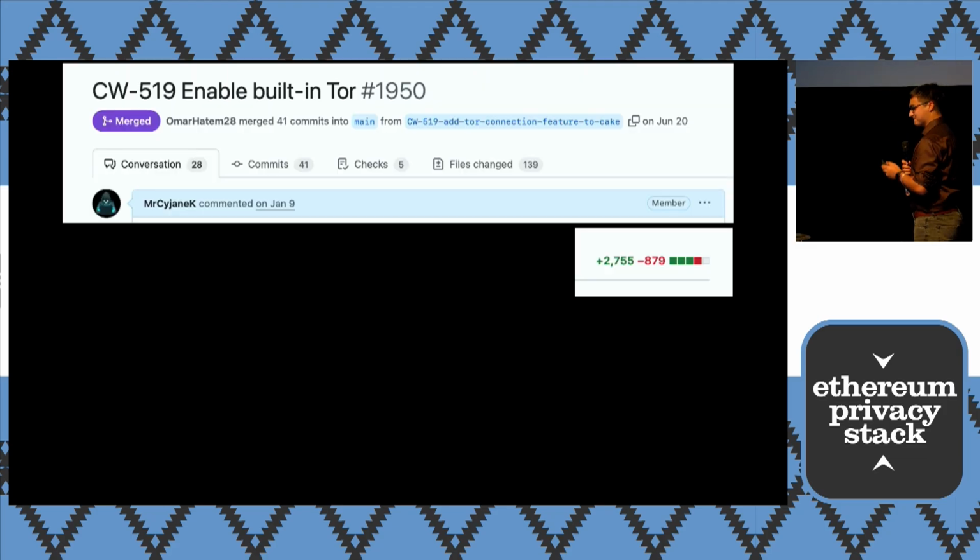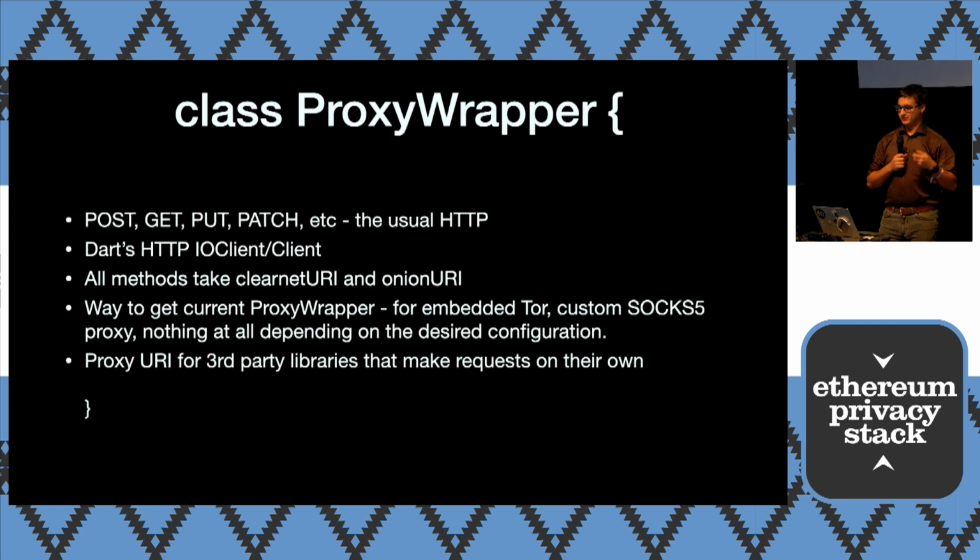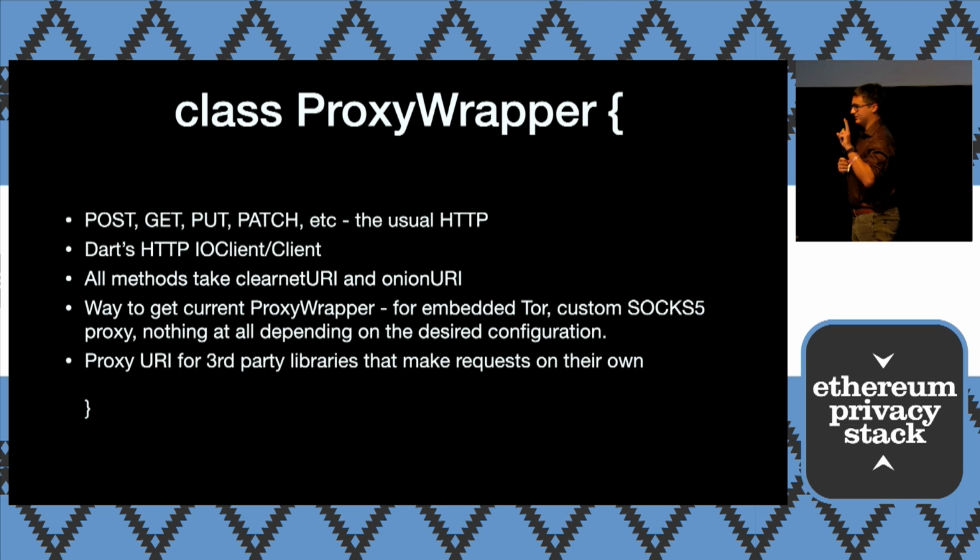So instead, we had a PR, a big one, I would say, that changed every single place that we make an HTTP request into a proxy wrapper that then sees if we can use Tor or not and routes the connection through Tor or it doesn't. It is just a simple wrapper around standard HTTP methods, some of the Dart IO clients that are also used by some libraries, and it also supports a really cool thing where you can pass it a ClearNet URI and an Onion URI. So if Tor is enabled, it would prefer the Onion endpoint, but if it's disabled, it will go to the ClearNet one without any logic in other places of the app. It just happens on the request level.